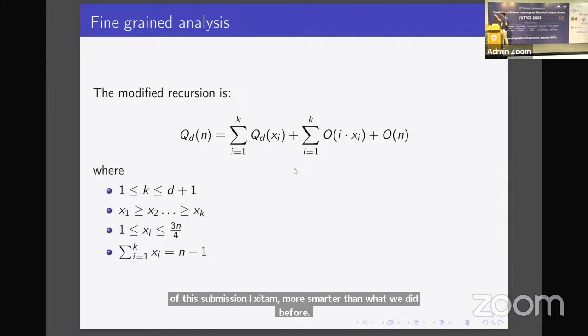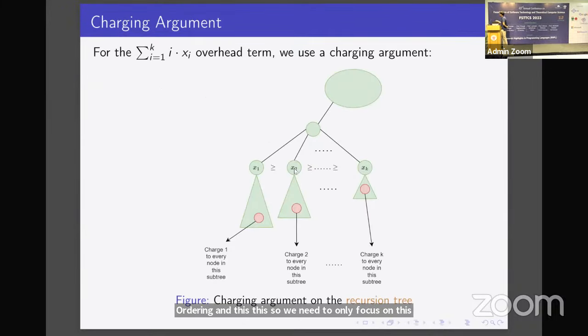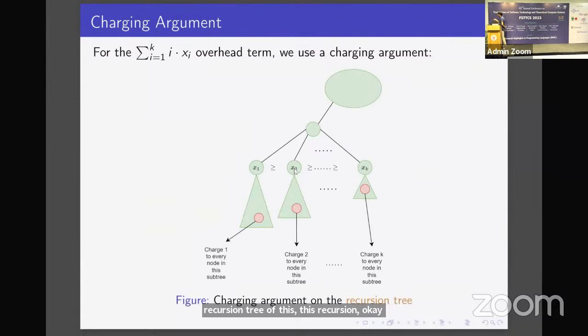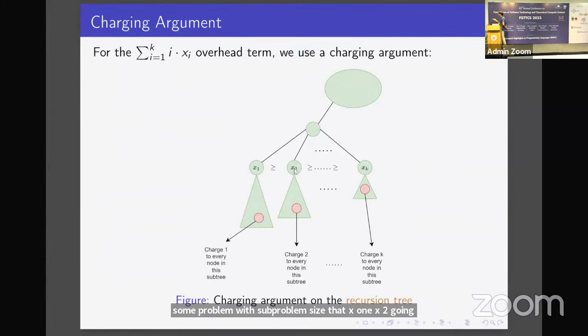So this order n term will clearly contribute order n log n only, because there are log n levels. Every level will contribute order n. So we need to only focus on this summation i xi term. Okay, so if you look at the recursion tree of this recursion, consider some problem whose subproblem sizes are x1, x2, and so on through xk. So instead of adding i xi for that subproblem, what I'll do is that in the subtree corresponding to the largest subproblem, I'll charge 1 to every node. So this is equivalent to adding x1.